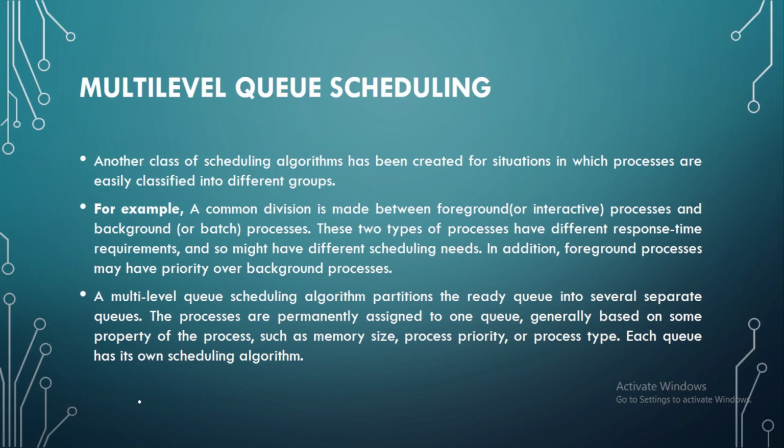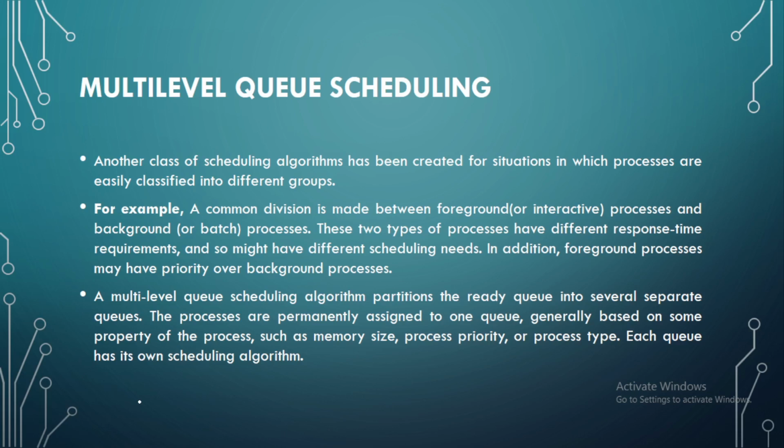Another class of scheduling algorithms has been created for situations in which processes are easily classified into different groups. For example, a common division is made between foreground processes, that is interactive processes, and background processes or batch processes. These two types of processes have different response time requirements and so might have different scheduling needs. In addition, foreground processes may have priority over background processes.